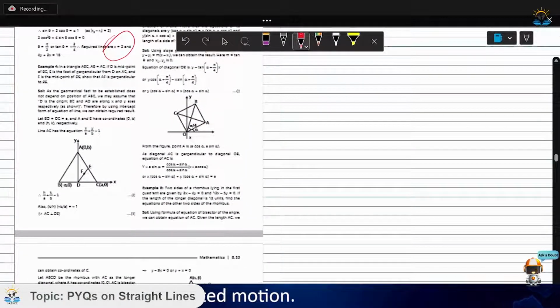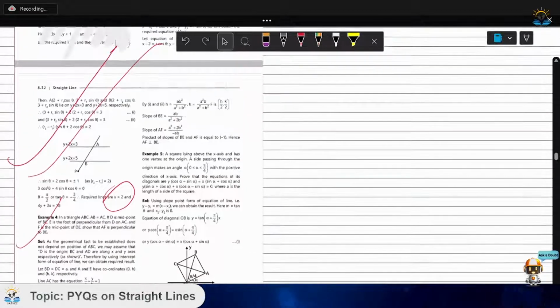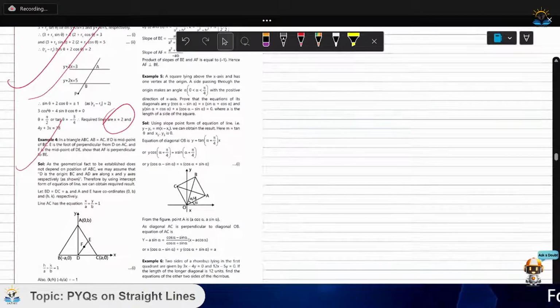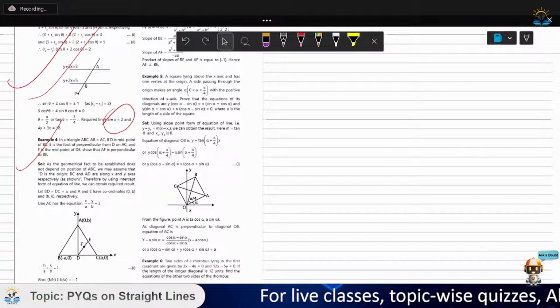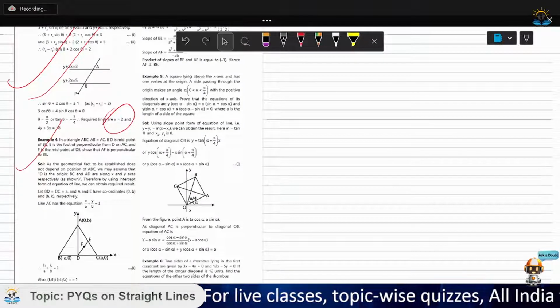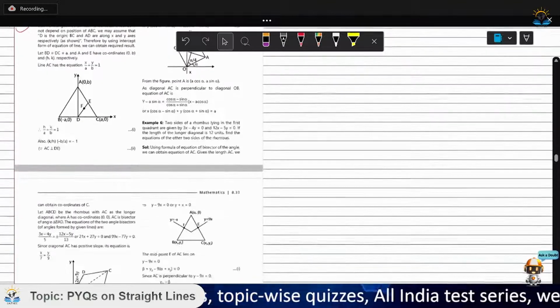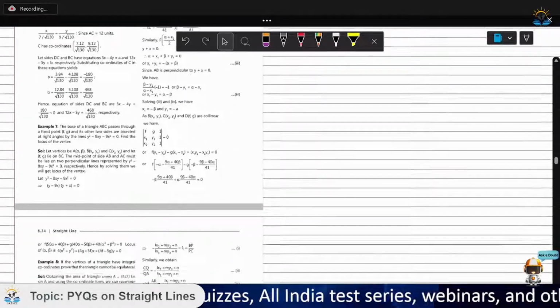So I hope we are done with this question as well. And now moving to the next question, we have a square lying above the x-axis, which has one vertex on the origin. A side passing through the origin makes an angle alpha, which is greater than 0 but less than pi by 4, with the positive direction of the x-axis. Prove the equation of the diagonals. It's a very easy question. When you read the solution by yourself, you'll get it. So let's not go into this.